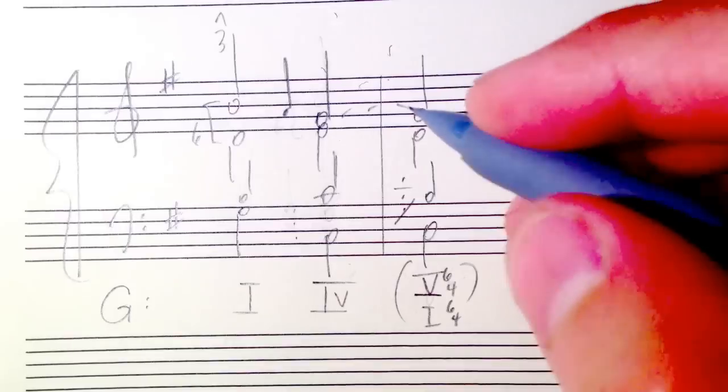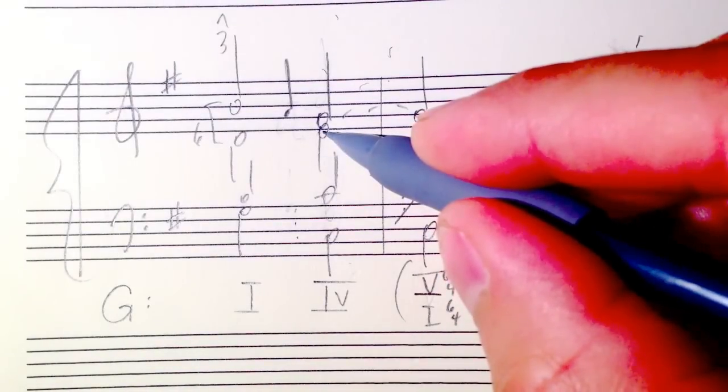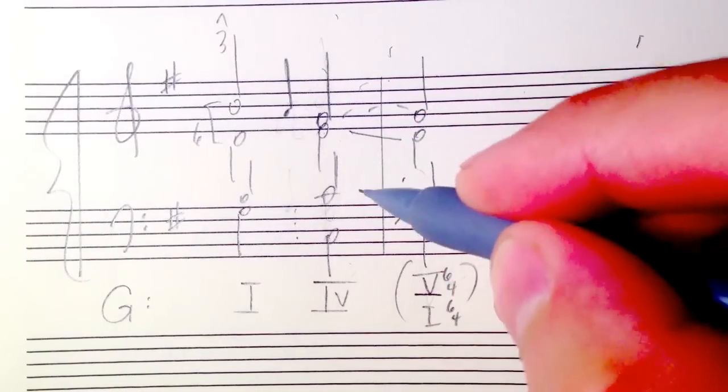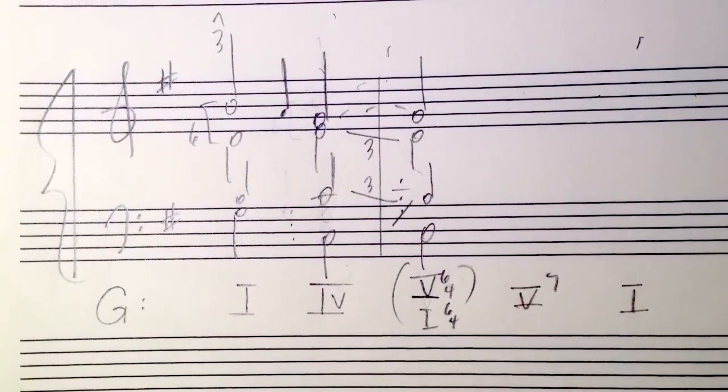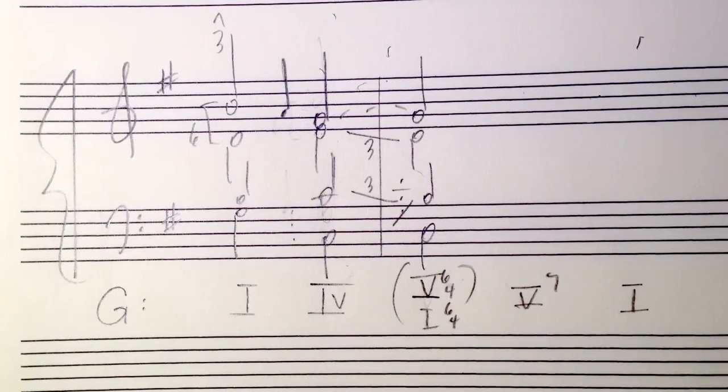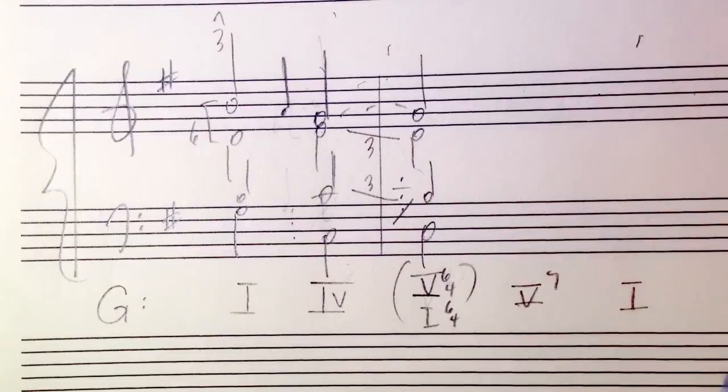Let's check for parallel motion. C to E natural, a third. So these parts that are moving down are in fact parallel thirds. Again, that is good voice leading technique. Parallel thirds, 6ths and 10ths are good.